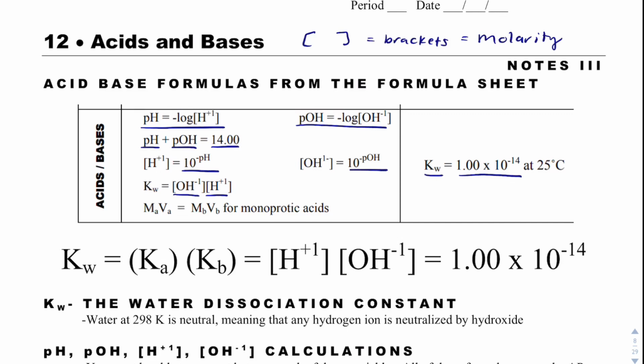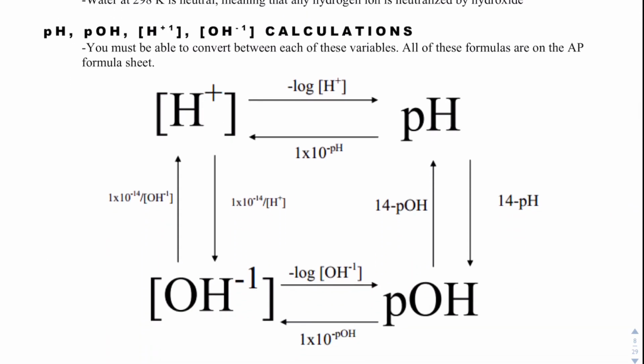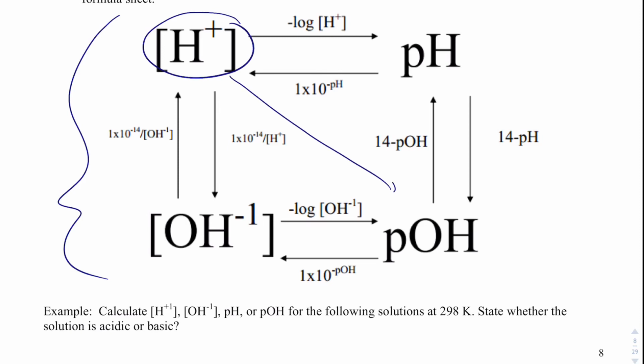Okay, a lot of formulas here. It's very easy to get these confused until we start practicing. You want to be able to convert between each of these variables. All of these are going to be on your formula sheet, and this is a helpful graphic to show you that if you're given H+, you can't just go to pOH. There's a process. You go to pH and then 14 minus pH. Okay, so try to understand how this graphic works.